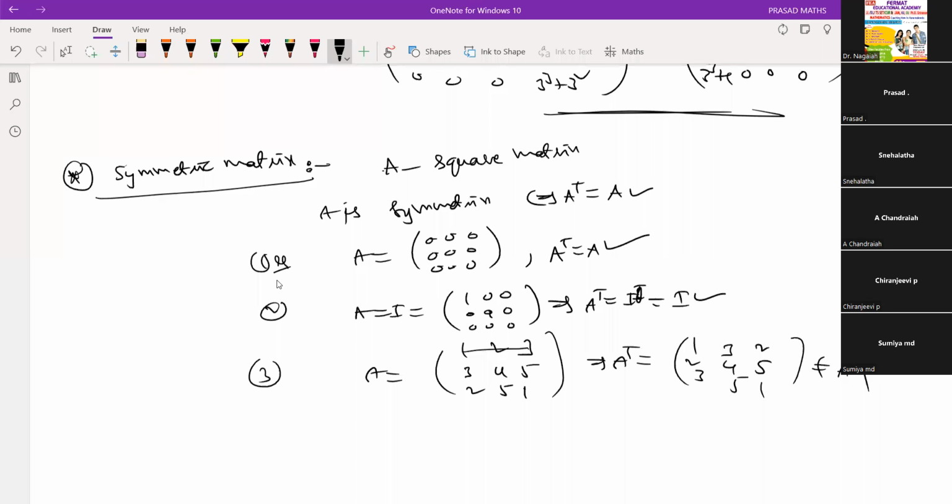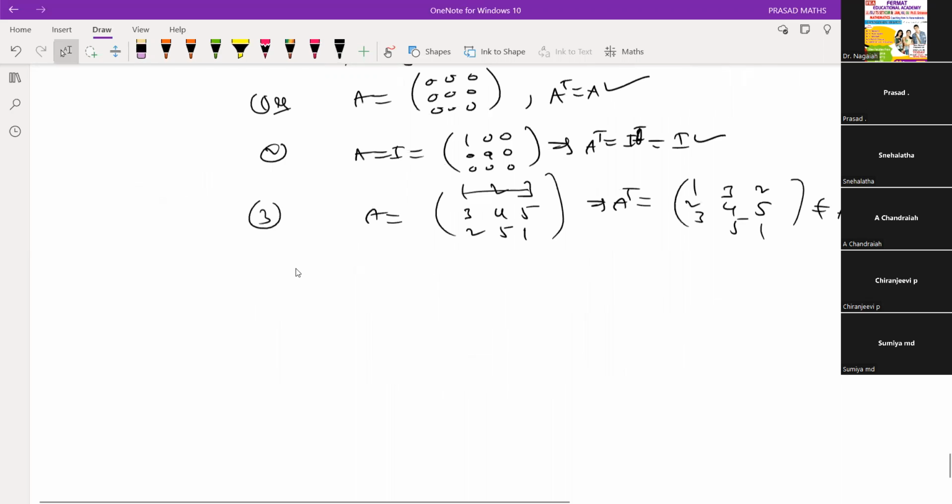Suppose you take this matrix. Right? Suppose A is just a square matrix. Does it mean that A plus A transpose is symmetric?